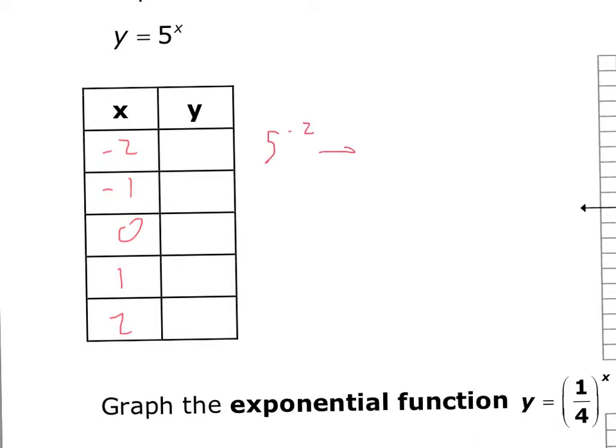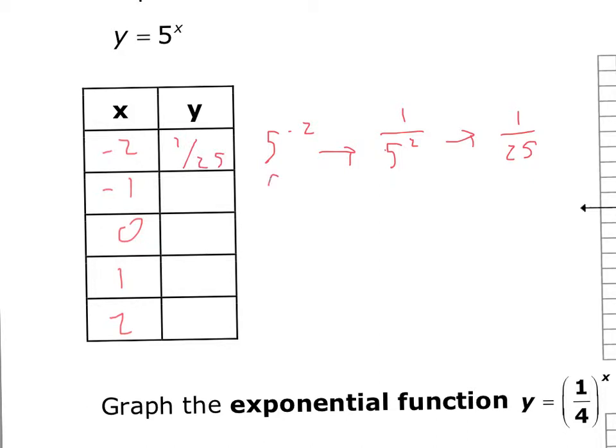We know that we can't have a negative exponent, so we're going to send it downstairs. So 1 over 5 squared. And we know that 5 squared means 5 times 5, or 25. So you have a very small fraction on this one. Okay, let's try the next one.